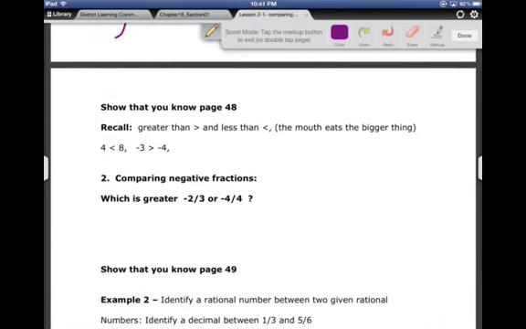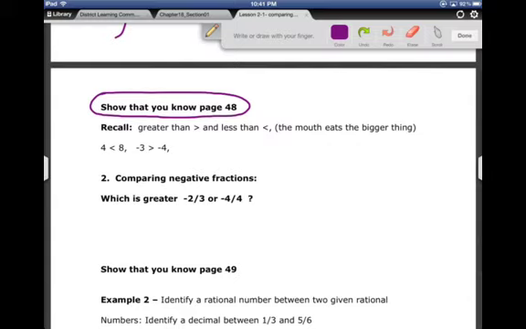Now, since I'm actually working from home, what I would ask you to do is take a look at page 48 and do the practice called Show That You Know. It's on page 48. This is where you test yourself.